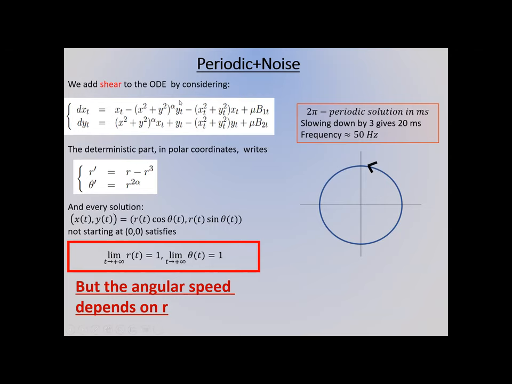So we can try to change our system, and then our theta depends on R. So you see here the angular speed depends on R. Again, I propose you do this small exercise: how from this system you go to that one.